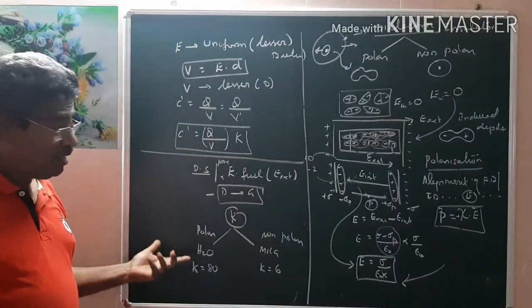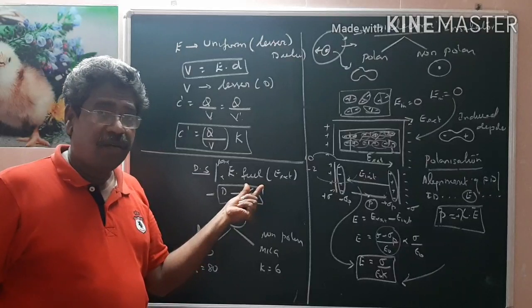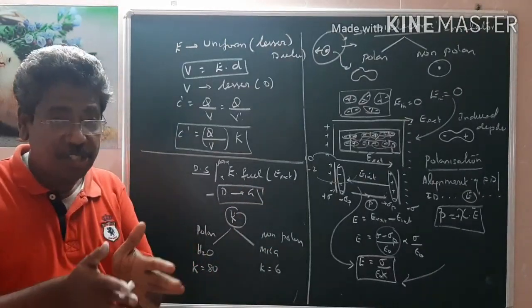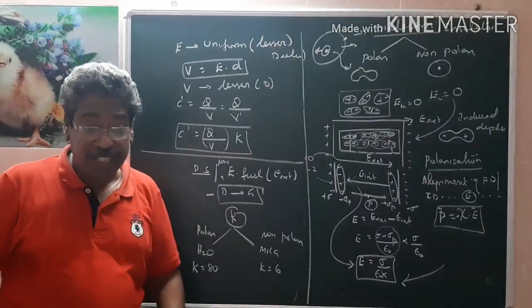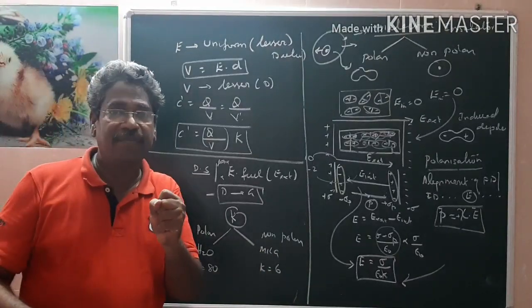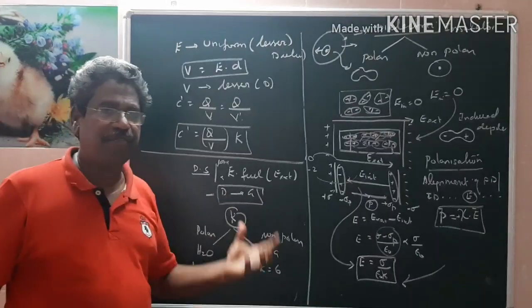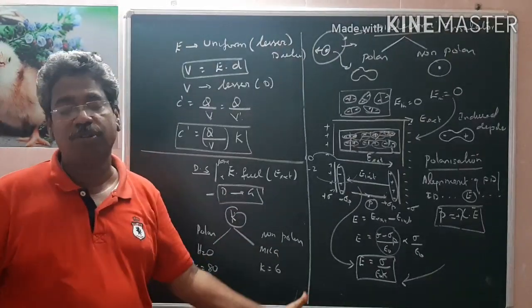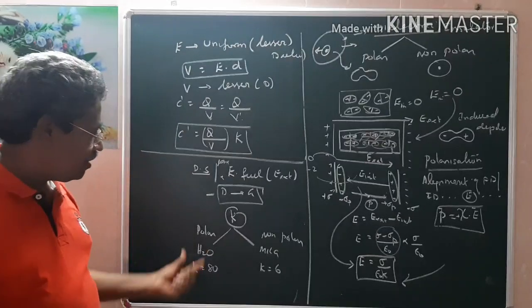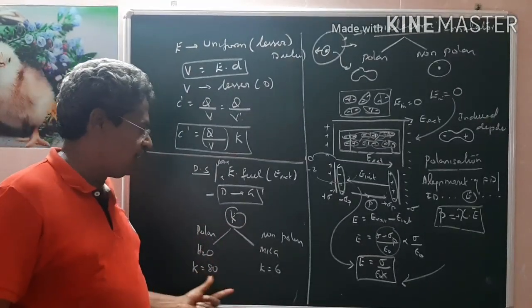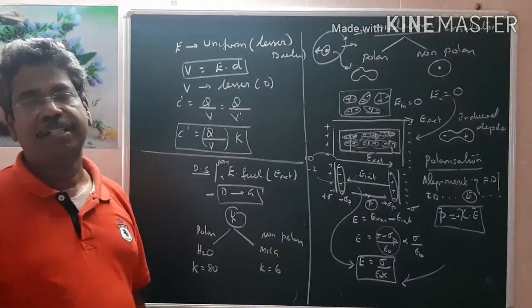The next one is dielectric strength. When we increase the field, at a particular stage the dielectric becomes a good conductor. That is called dielectric breakdown. Till the dielectric breakdown, the dielectric can withstand the field, and that is called dielectric strength. Therefore, dielectric strength means the maximum electric field it can withstand, beyond which it becomes a good conductor. This dielectric strength depends on the two cases. For a polar molecule, it is always greater. For a non-polar molecule, it is always lesser.